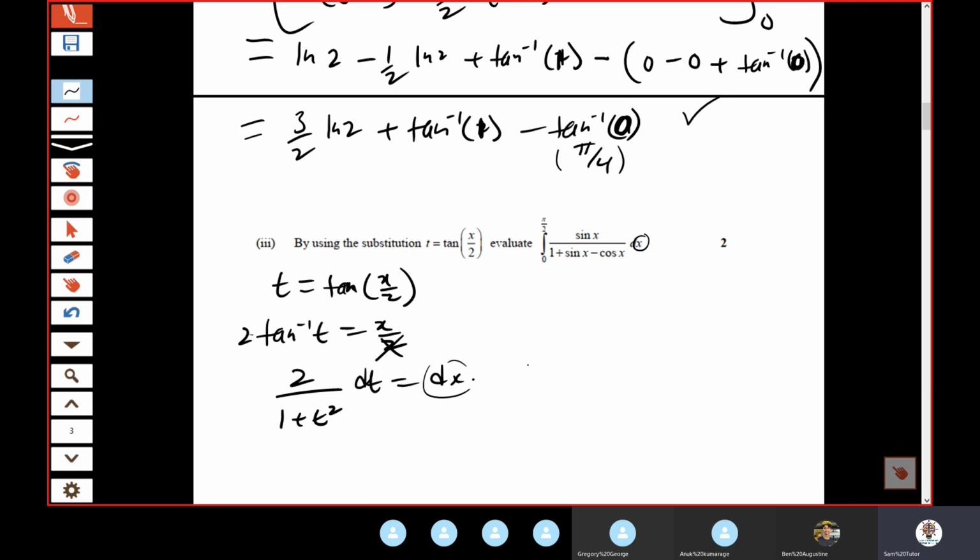So you never wrote it in your working out. So be careful. Alright, sine x otherwise equals 2t on 1 plus t squared. Cos x equals 1 minus t squared on 1 plus t squared.